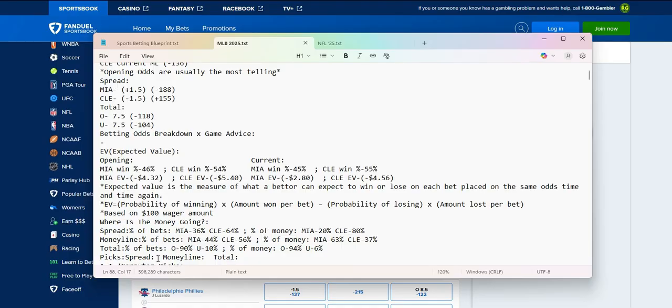So they are getting most of that money, but I would dare to challenge that and fade the public and go with that under 7.5. It is one of the lowest totals of the day. And this minus 104 will not hold up. You will probably see this become minus 115 or minus 114 or something. Like, it could be minus 118 and this ends up minus 104 by the time the game starts. So just keep that in mind.